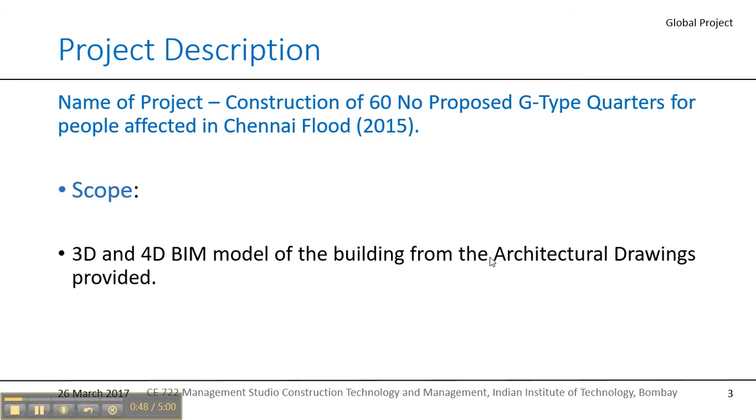The project chiefly consists of designing 3D and 4D models of two multi-story buildings for the people affected by the Chennai floods in 2015. The project essentially demands the construction of a schedule which would ensure fast and economic construction of the buildings. We were provided the 2D architectural drawing, the bill of quantities, and other detailed information of the building.